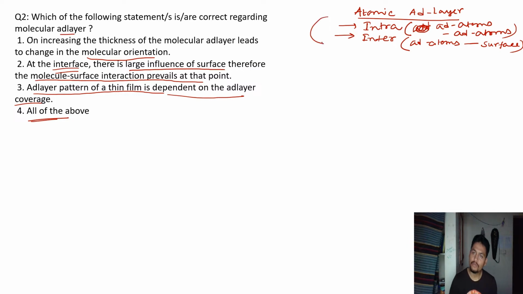And in case of molecular adsorption as well, these two are the main forces. But in case of atomic adsorption, these two, intra and inter, are not that complex. This is only the interaction between two atoms, and the interaction between surface and the atoms. That is the intermolecular interaction, and this is the intra. But in case of molecular, the main two components are these two, intra and inter.